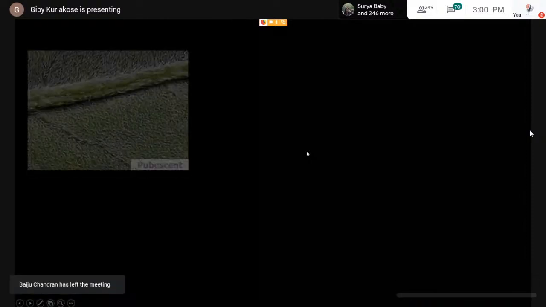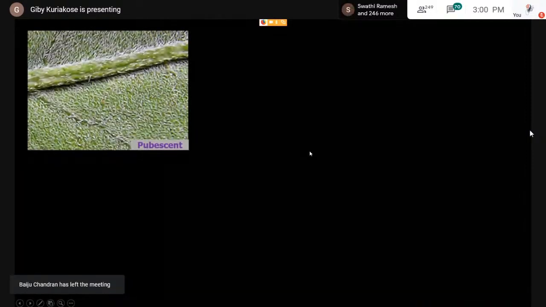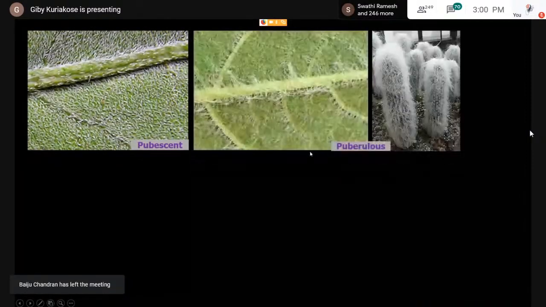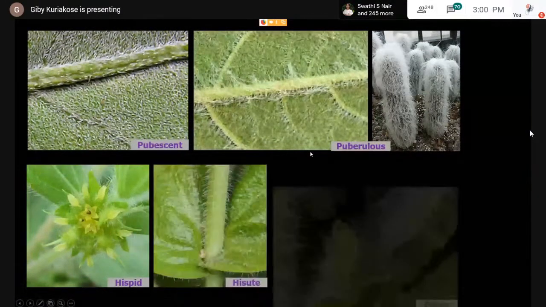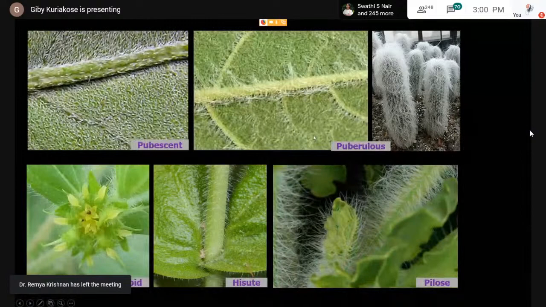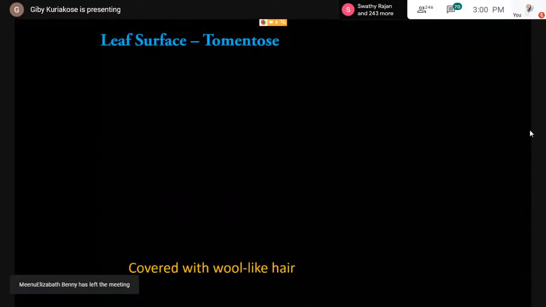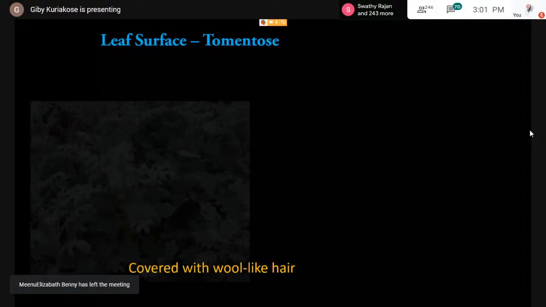Okay, and also you have to look at a new leaf. This I've already shown you, but again I'm showing it here to support whatever I've explained a little before. Okay, then leaf surface, how we can look at it.